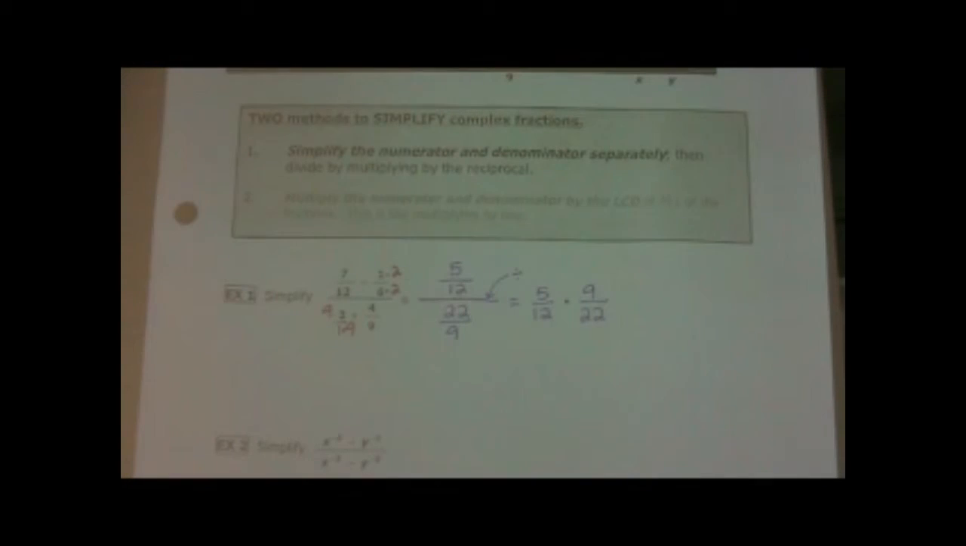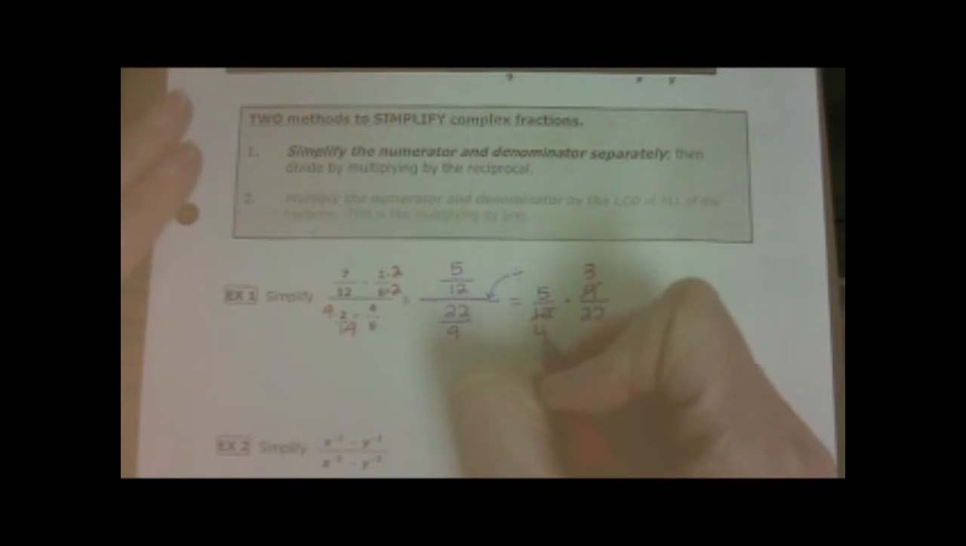And now we can cancel if possible. And I have 9 and 12. 3 goes into 9 3 times. 3 goes into 12 4 times. Multiply across my numerator. 5 times 3 is 15. Across my denominator, 4 times 22 is 88. And there we are.